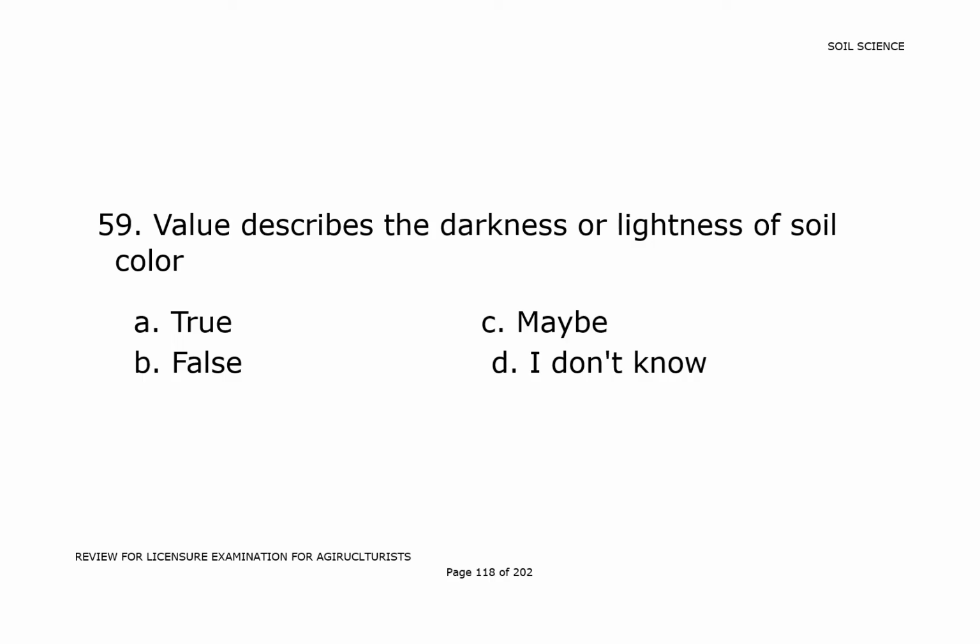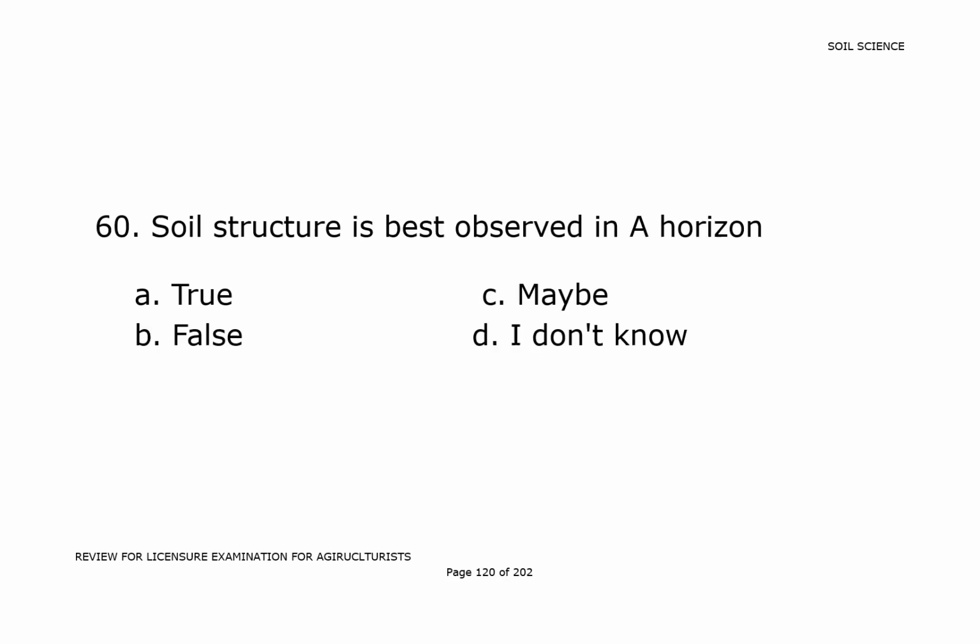The answer is true. Number 60. Soil structure is best observed in A horizon. A. True. B. False. C. Maybe. D. I don't know.